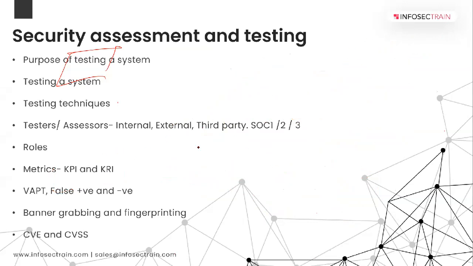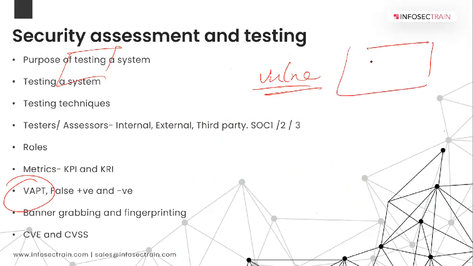Now coming to VAPT. So what is VAPT? In Domain 1, we talked about vulnerability. What is vulnerability? Vulnerability is something that exists in your environment already. So it is inherent.